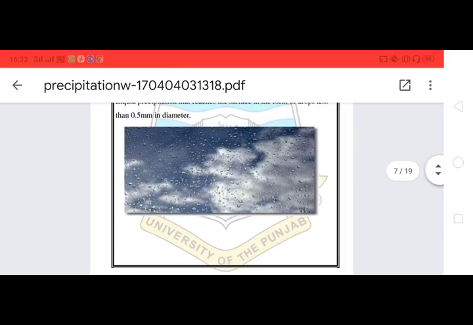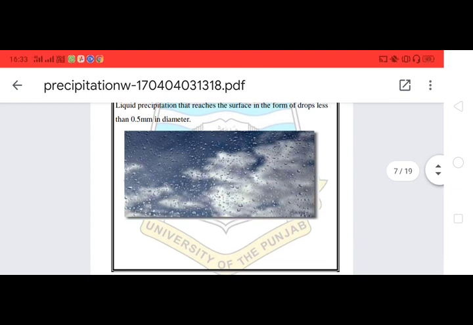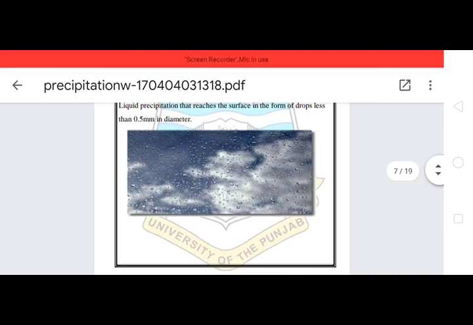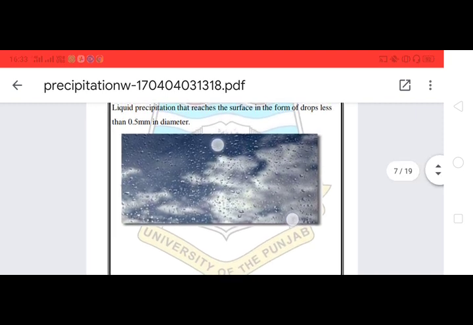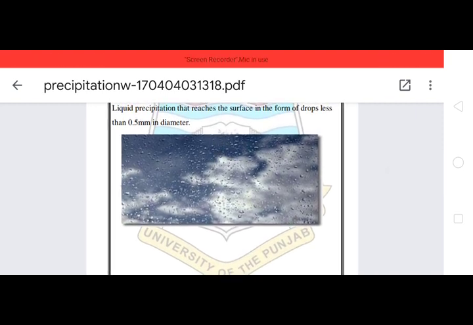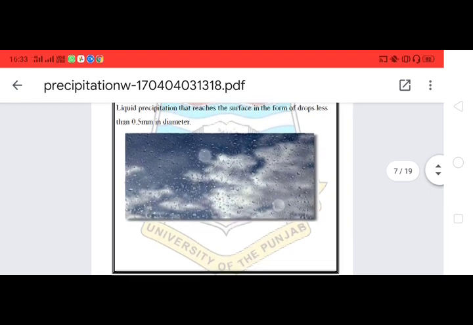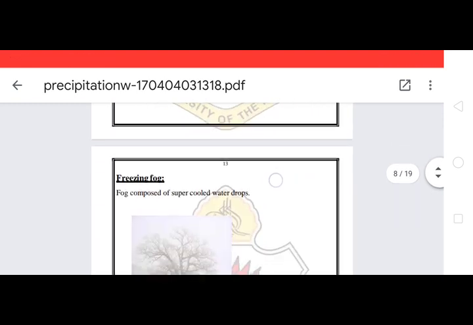These are not one water droplet. These are a collection of drizzle droplets which are less than 0.5 mm. So they collect, get attracted to each other and form a water droplet. So it looks like a rain droplet, but it is not.